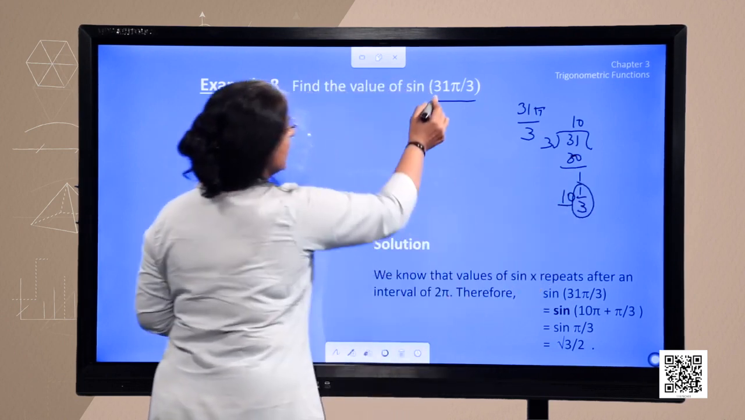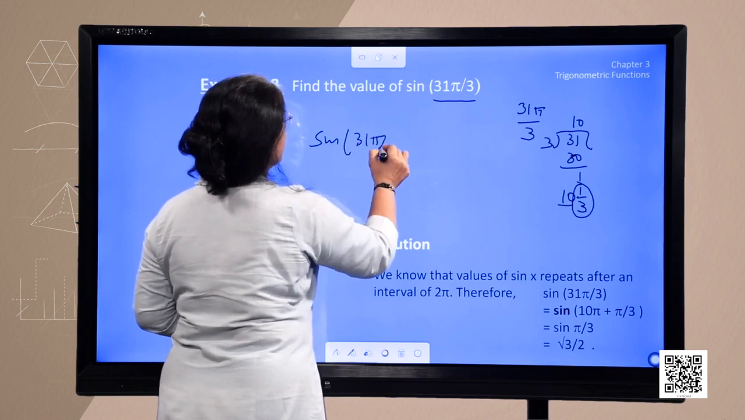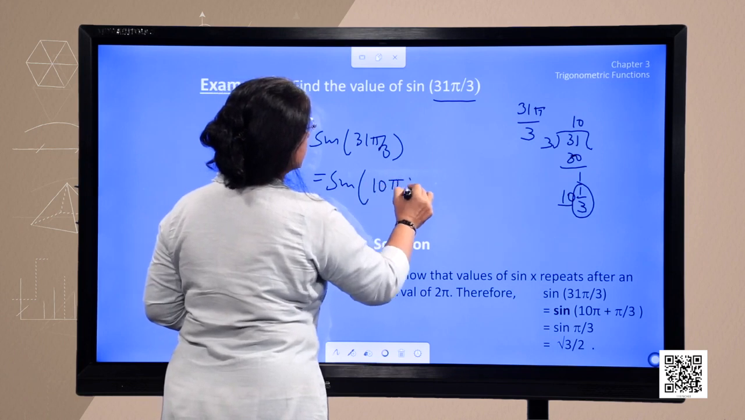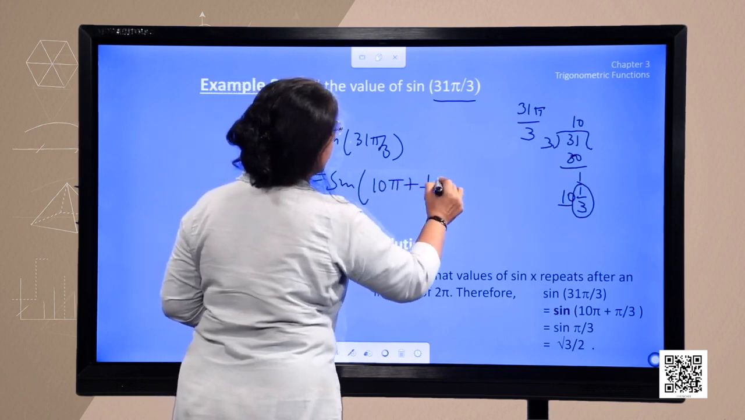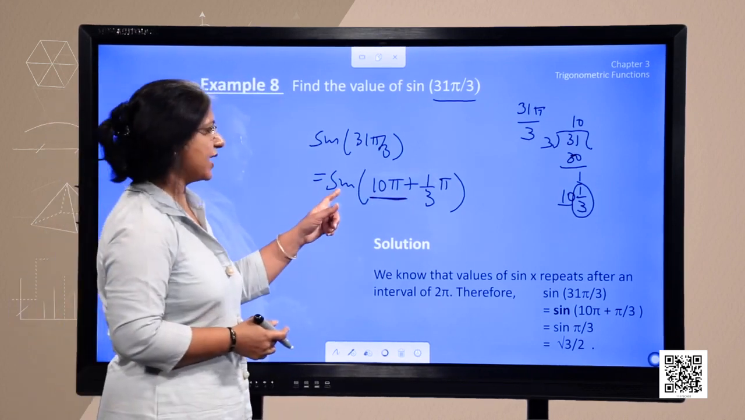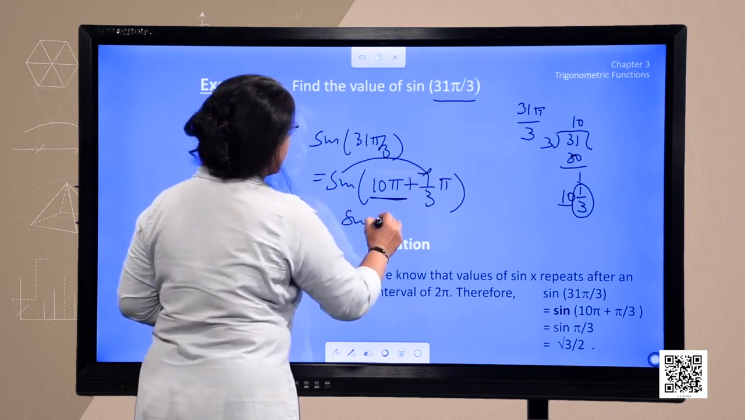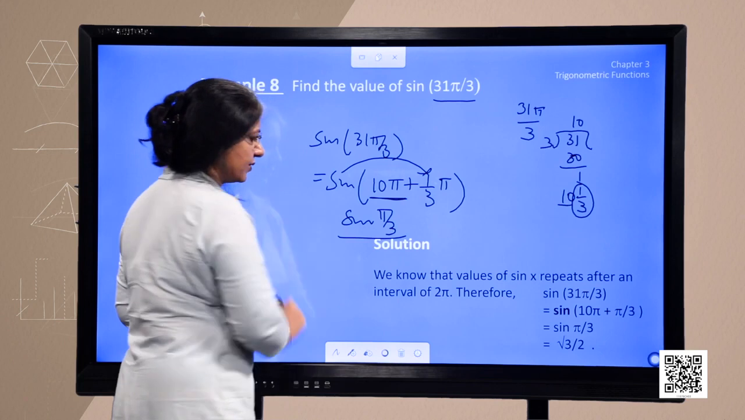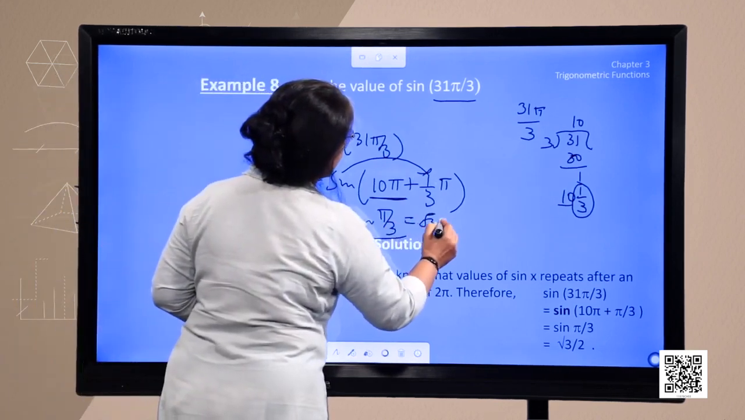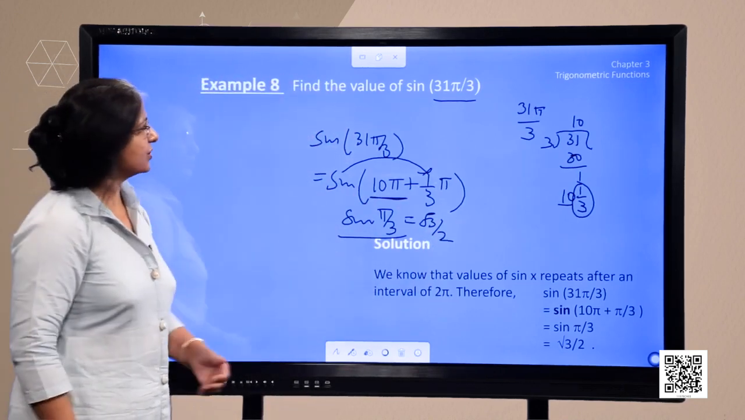So, we can write this as 10 and 1 by 3, where 10 is the whole part and 1 by 3 is the fractional part. We can break sin 31 pi by 3 into sin of (10 pi plus 1 by 3 pi), where it will not make any change in the value of sin. Therefore, we can simply jump to sin pi by 3, and sin pi by 3 you already know is root 3 by 2. So, this was the solution of this example.